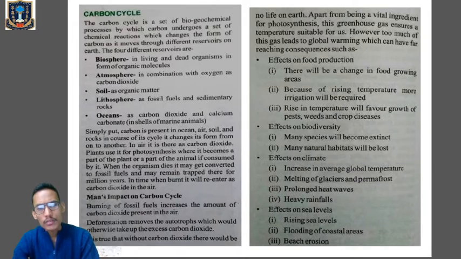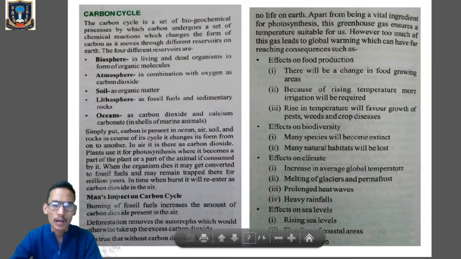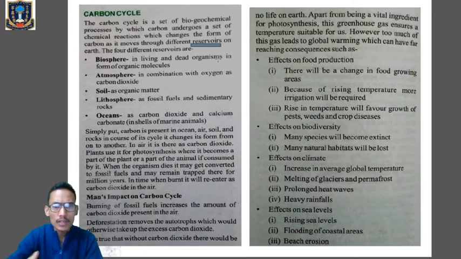The carbon cycle is a set of biogeochemical cycles by which carbon undergoes a set of chemical reactions which change the form of carbon as it moves through different reservoirs on the earth. According to the definition, carbon undergoes a series of chemical reactions. Clear? So we have different reservoirs, or different stores, of carbon in our ecosystems. Reservoir simply means store. So where are they generally present?